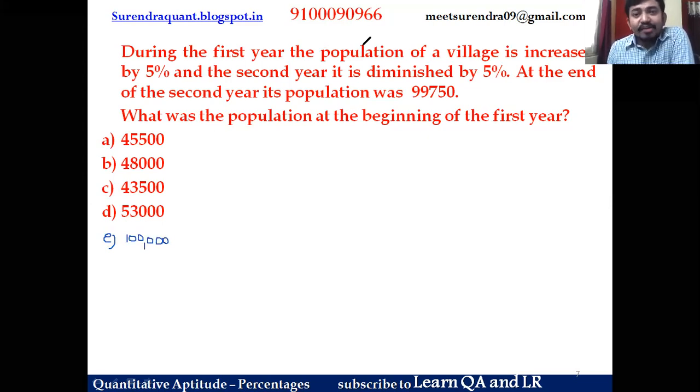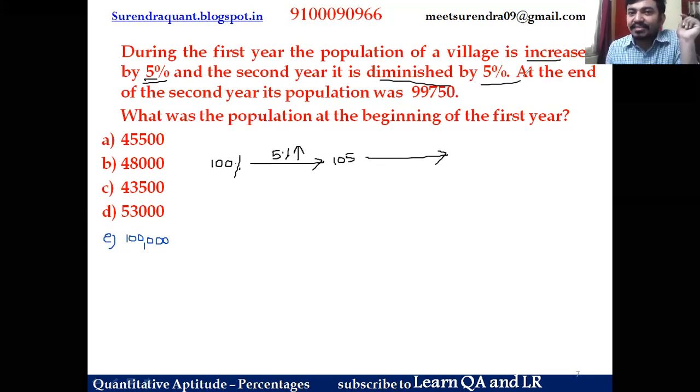Now, I'll tell you two methods. You can conclude yourself which method to follow. Let's say in our basic model, 100% is the population at the beginning. In the first year, the population increases by 5%. If it increases by 5%, this becomes 105%. But in the second year, diminished means decreases, right? Decreases by 5%. Friends, 10% is 10.5, 5% means half of that, 5.25. If 5.25 decreases, this becomes 99.75%.